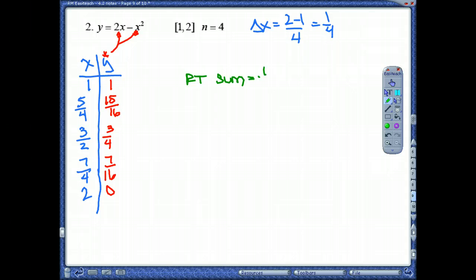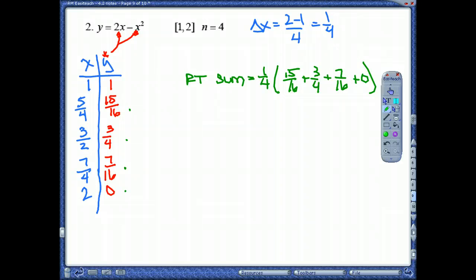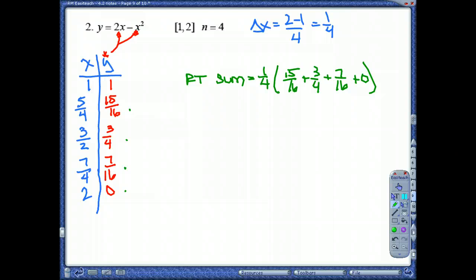Remember, the width of every rectangle is 1/4. Now we just need the height. It's the right sum, so I'm going to start here. Use everybody but that left endpoint. So 15/16 plus 3/4 plus 7/16 plus 0. Now I know you're probably thinking, why do you have the 0 there? I like to write the 0 so that I know I've done 4 rectangles. 1, 2, 3, 4. When I multiply all of that together, I get 17 over 32.